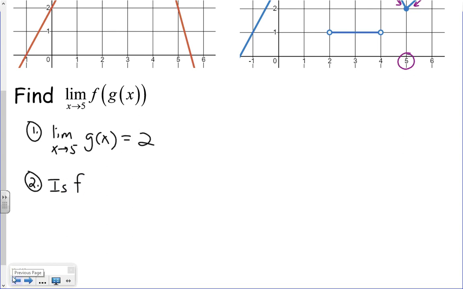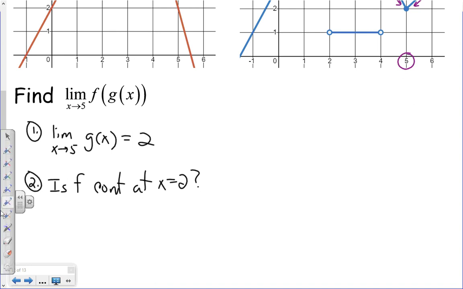Continuity of the outside function. Is f continuous at x equals 2? is the question we've got to ask ourselves. Do we have continuity at x equals 2? And again, I'll point out to you that we're using the limit we found in the first condition as the point that we're checking continuity at. I'm not checking continuity at x equals 5, but rather x equals 2.